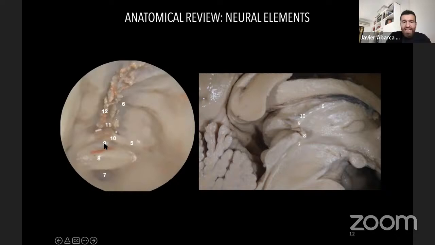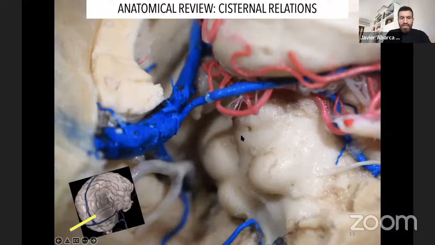Okay. The number 9 will correspond with the pineal recess. The number 8 with the posterior commissure. And finally, and inferiorly, the cerebral aqueduct, the Sylvian aqueduct, number 7.